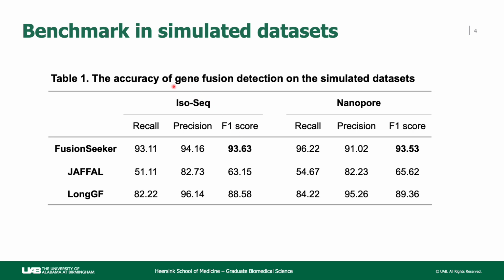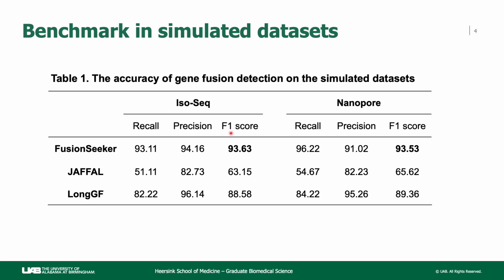And we simulated both ISOSeq-like reads and also nanopore-like reads based on the simulated transcriptome, and we applied 3 different long-read fusion callers on the simulated datasets. And we did the simulation 3 times, so all the numbers here are the average from the 3 replicates. We benchmarked the recall and precision of each fusion caller, and we calculated the F1 score based on that.